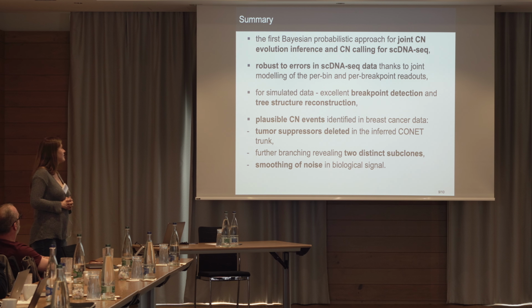So in summary, CONET is the first Bayesian probabilistic model that jointly infers the evolution of copy number and also calls the copy number in single cells. It is robust to errors in this type of data, thanks to joint modeling of the per bin and per breakpoint data. For simulated data, we obtain excellent breakpoint detection and tree structure reconstruction. And we infer plausible events for a true breast cancer dataset.